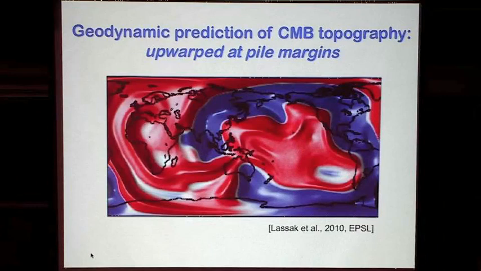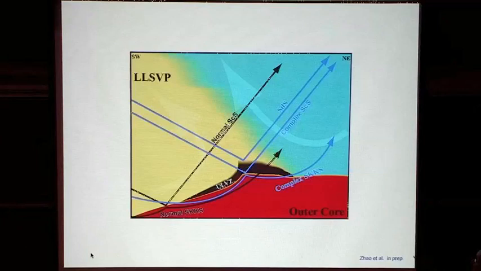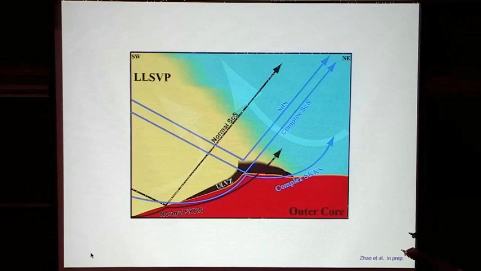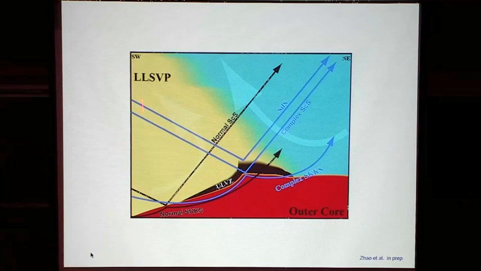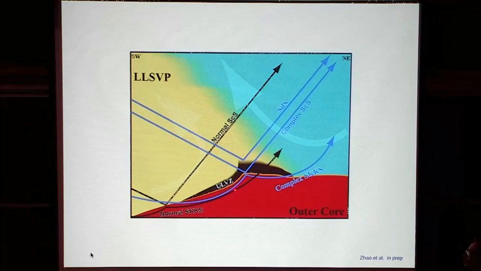We actually, in the Pacific, imaged an area right here for this. And we find evidence using underside reflections, topside reflections, of an ultra-low velocity zone on the margin of an LLSVP and complex CMB topography. We don't actually image a positive bump, but we see stuff there. A scale: this would be 300 kilometers by 1,000 kilometers. This is a cartoon. This is meant to be kilometers. It's not constrained. Yes?